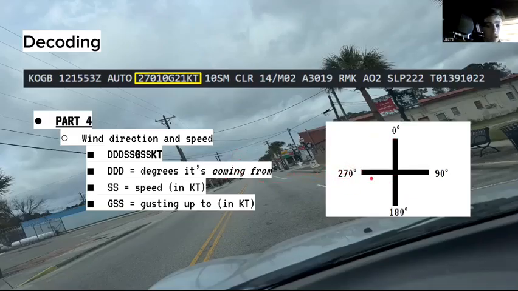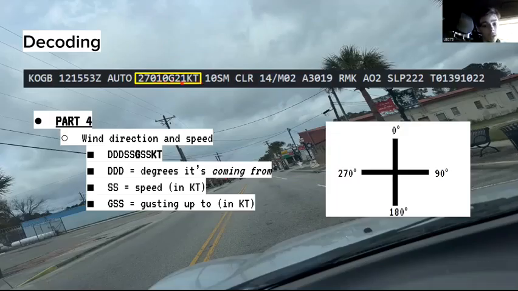The next two digits I see are 10, and that's telling us it's 10 knot speed. Now, sometimes that's all you'll see. This G21, not always is that the case if you don't have wind gusts, because that's what that means. So sometimes it might just say a number and then just KT right away.